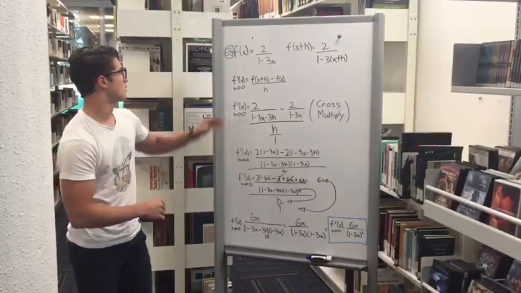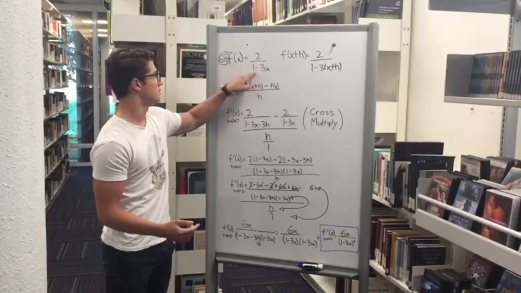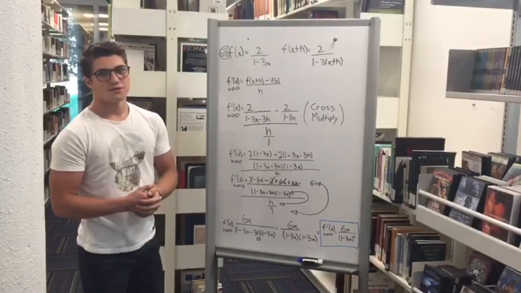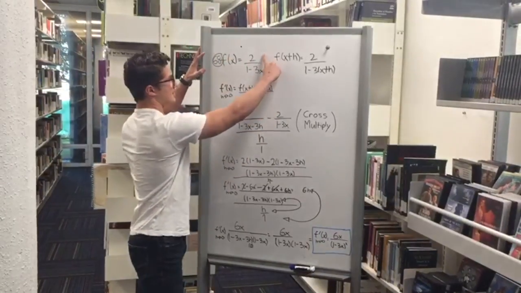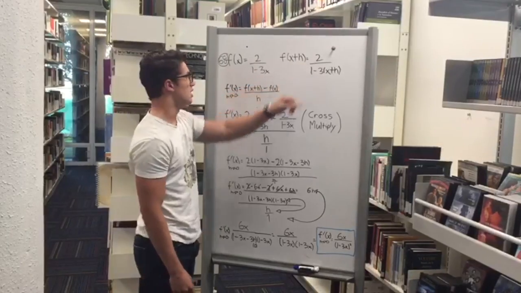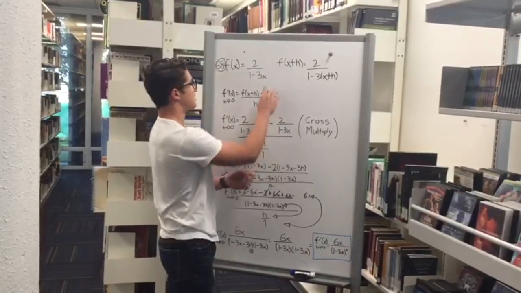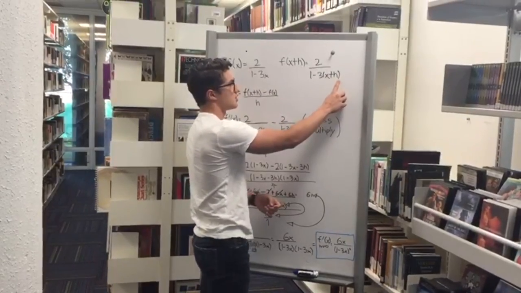Hi, in this problem we're going to try and solve 2 over 1 minus 3x. First of all, we need the function of x, which is this exact formula, and then we also need the function of x plus h, which is basically the same, but instead of an x, we're going to replace it with an x plus h.